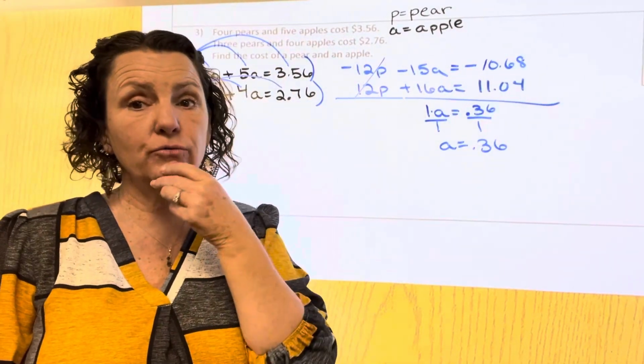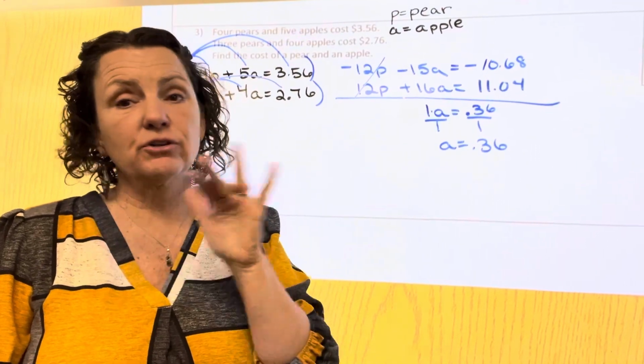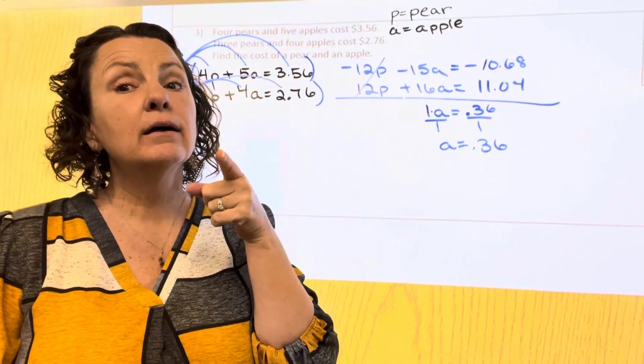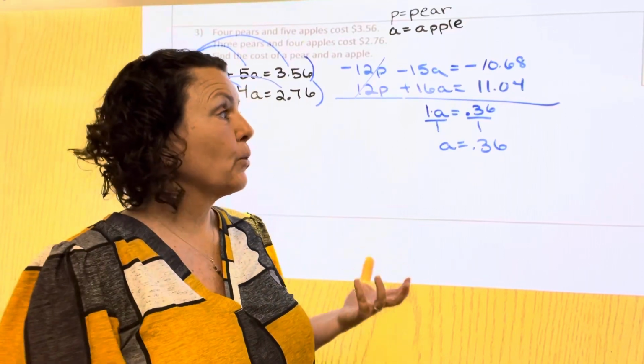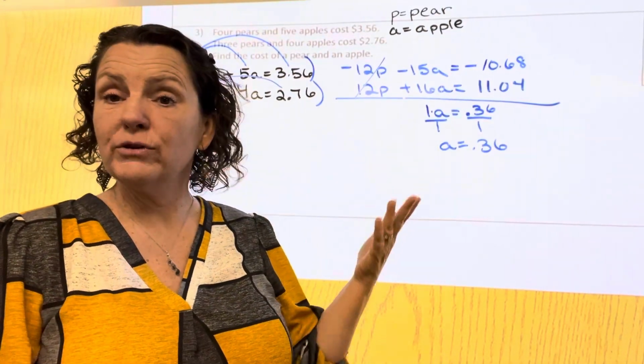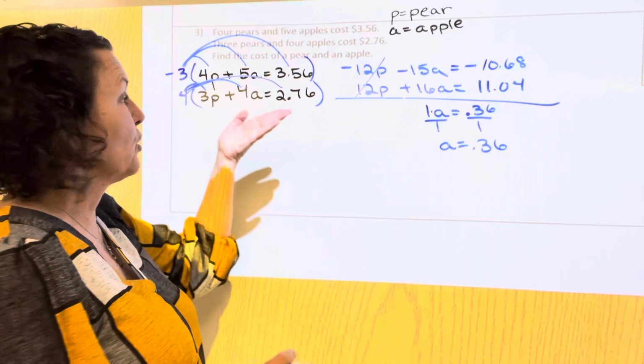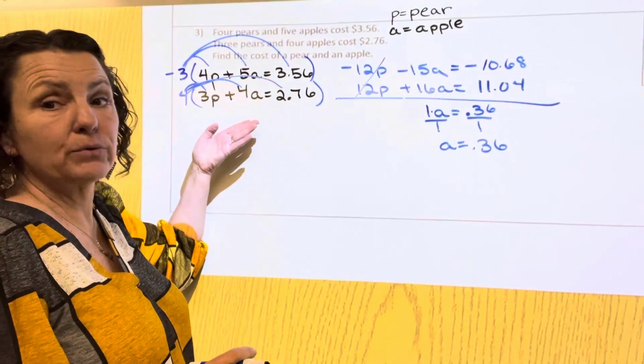Who are we still missing? Remember, we had two unknowns. We didn't know the cost of an apple, and we surely did not know the cost of a pear. Correct. So we're going to go back and find the cost of a pear. How do we do that? We go back to one of the originals. Doesn't matter which one you pick.